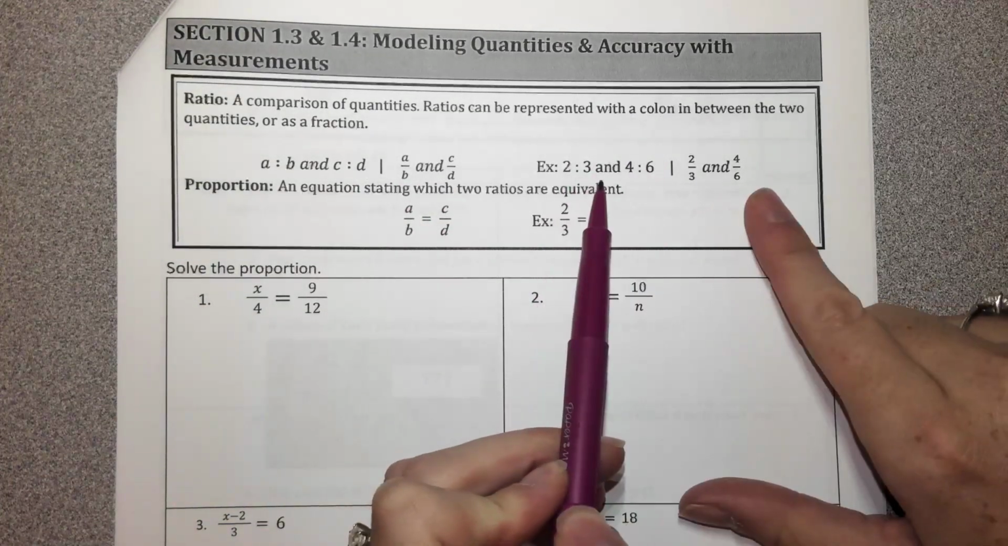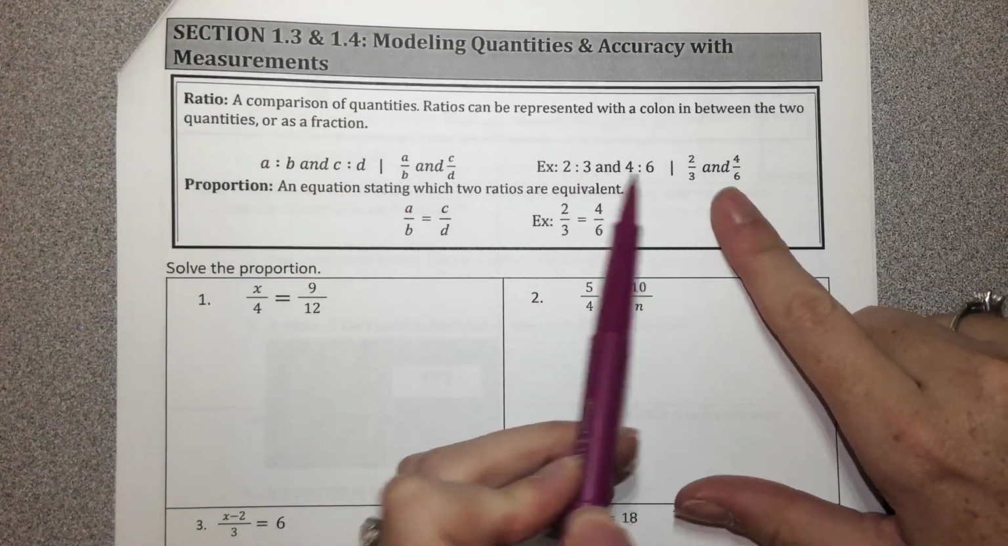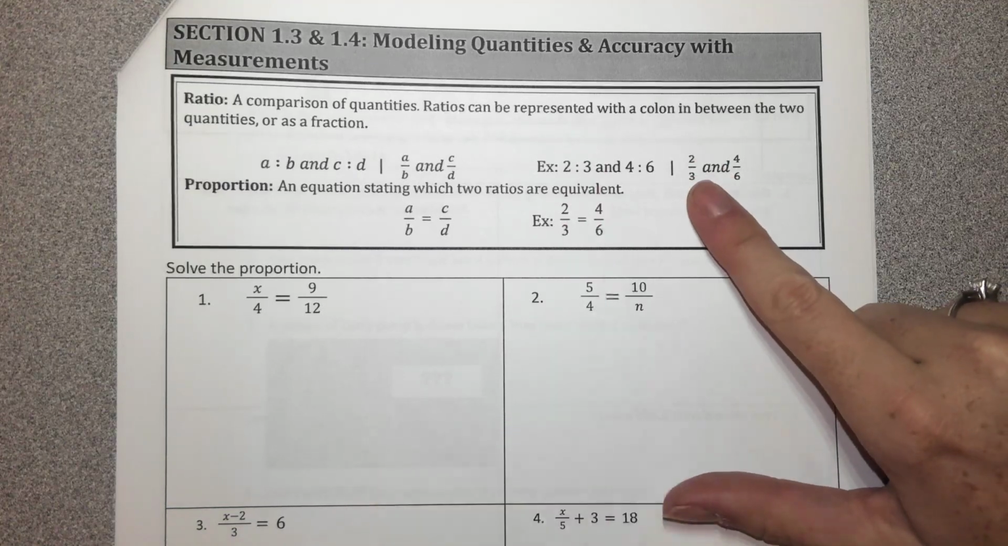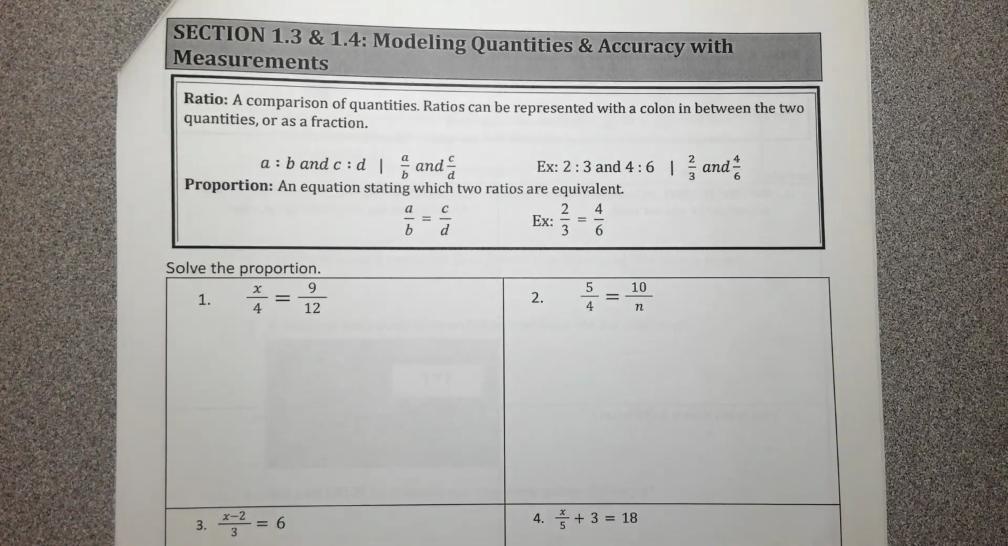Here they are with numbers if you need an example in that way. So the first number is the top, second number is the bottom. When you're doing ratios, it doesn't really matter unless there's a story problem behind it. A proportion is an equation stating that the two ratios are equivalent. So that means there will be an equal sign between the two fractions.